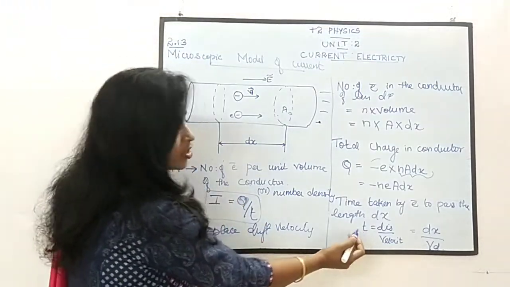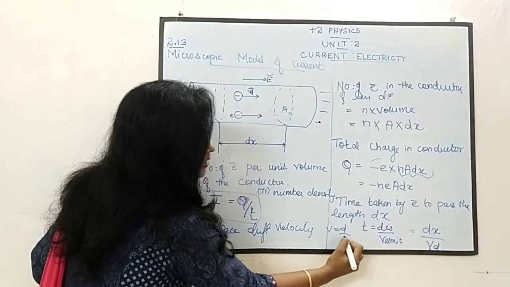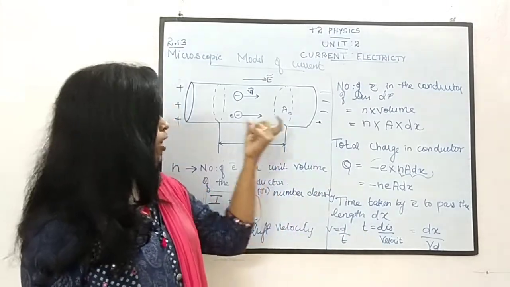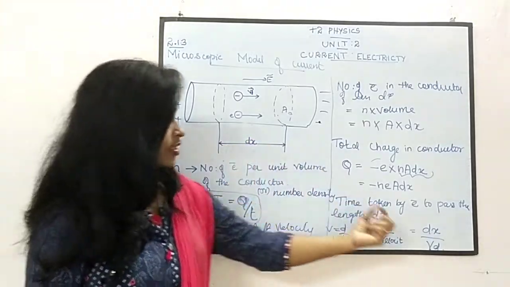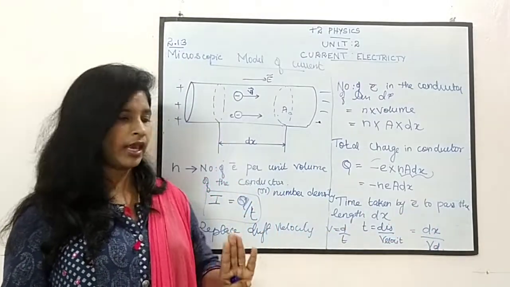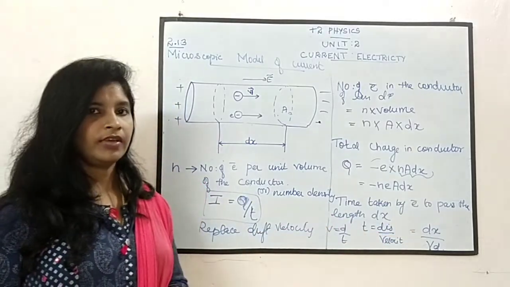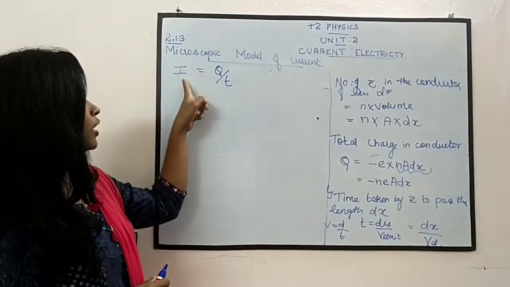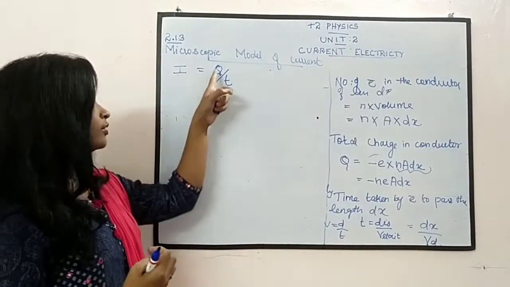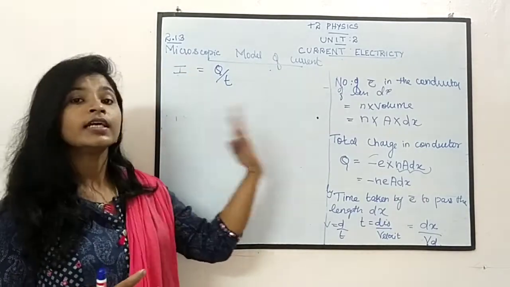So according to kinematics we know that velocity is equal to distance by time. From that we can write time is equal to distance by velocity. So what is the distance here? dx is the distance. What is the velocity here? Drift velocity. So I have taken it as vd. Okay. So I have calculated the time also, that is dx by vd. Now we are going to substitute this value over here, because we are going to find out the relation between the current and the drift velocity.